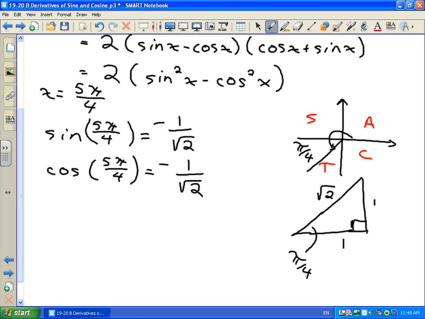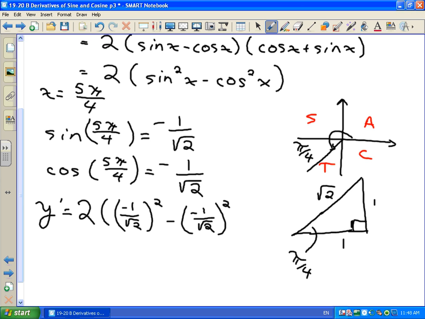So we've got sine 5 pi over 4, we've got cosine 5 pi over 4. Let's work out what the value is of our derivative. It's going to be 2 times negative 1 over root 2 squared minus negative 1 over root 2 squared, but since sine and cosine are exactly the same, those are going to cancel out, and our derivative is just 0.